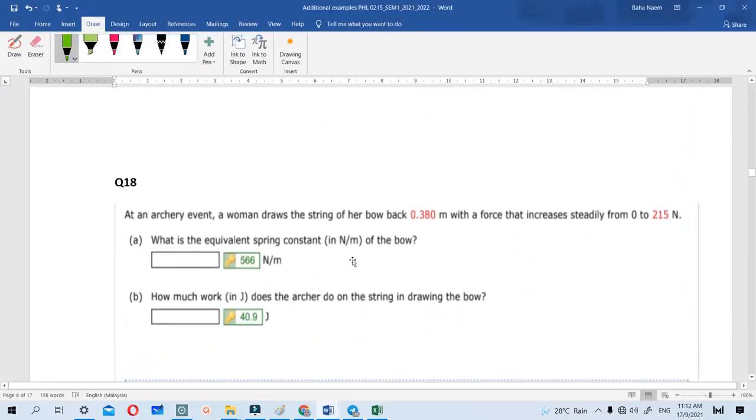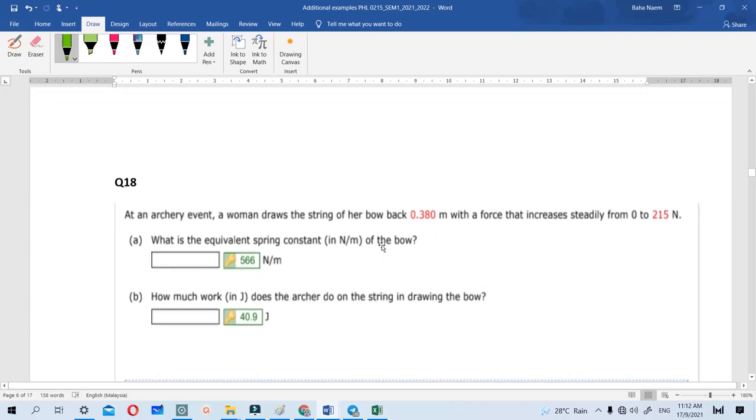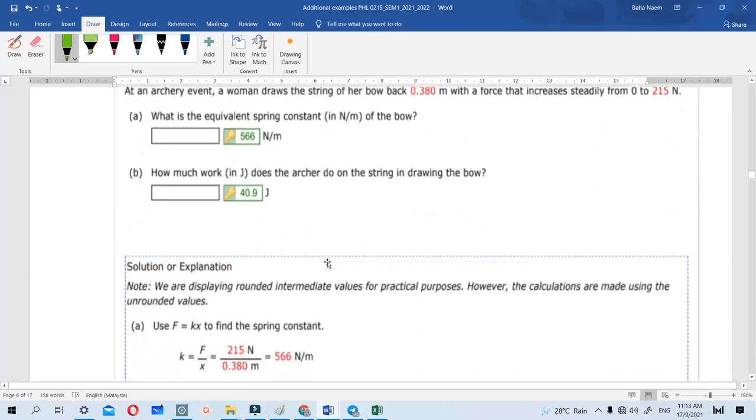Alright, let's look at question 18 from the additional example. In this example, you will find that the spring used on the bow is very similar to the behavior of spring constant. Okay, so at an archery event, a woman draws the string of her bow back towards her 0.38 meter with a force that increases steadily. So this is to reflect that the force is not constant, from 0 until 215. What will be the equivalent spring constant, which is K value?